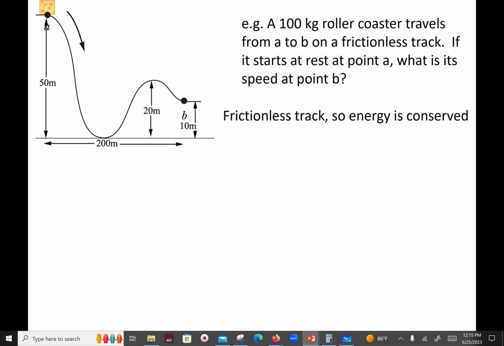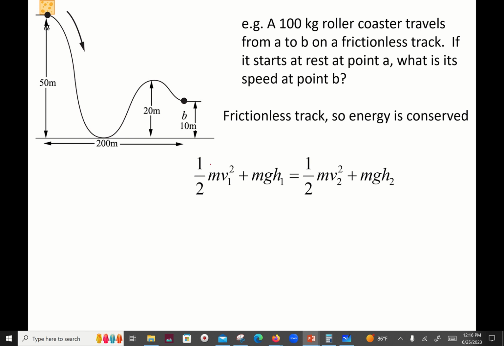So what are my equations? Well, we just did that on the previous slide. The energy at A is going to be 1/2 m times the speed at A squared plus mg times the height at A. I know my m is 100 kilograms from the problem. And I know the speed at A is 0. I know the height at A is 50 meters. What's the energy at B? Well, it's going to be 1/2 m times the speed at B squared, which is what we're trying to find, plus mg times the height at B.